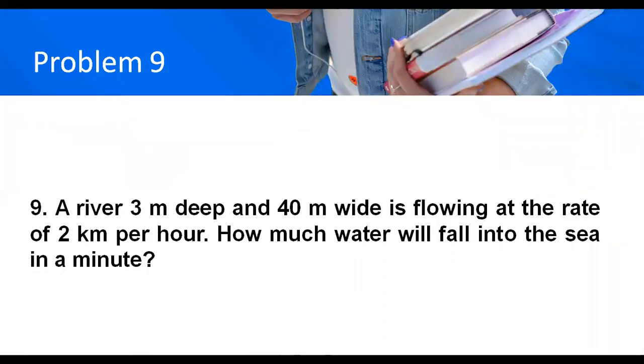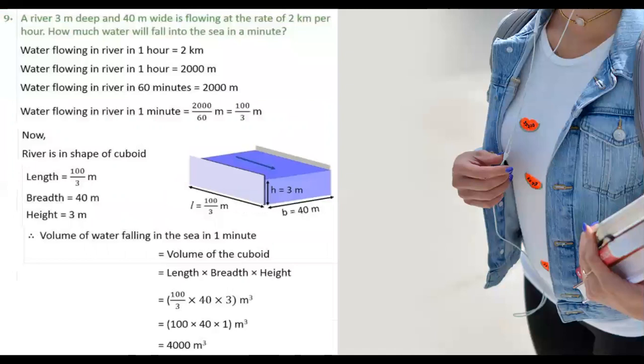Now let us come to problem 9. A river 3 meters deep and 40 meters wide is flowing at a rate of 2 kilometers per hour. How much water will fall into the sea in a minute? So here we are given a river which is 3 meters deep and 40 meters wide, and the river is in the shape of a cuboid. We are not given the length, but we are given that the river is flowing at a speed of 2 kilometers per hour. Now we need to tell how much water will fall into the sea in 1 minute.